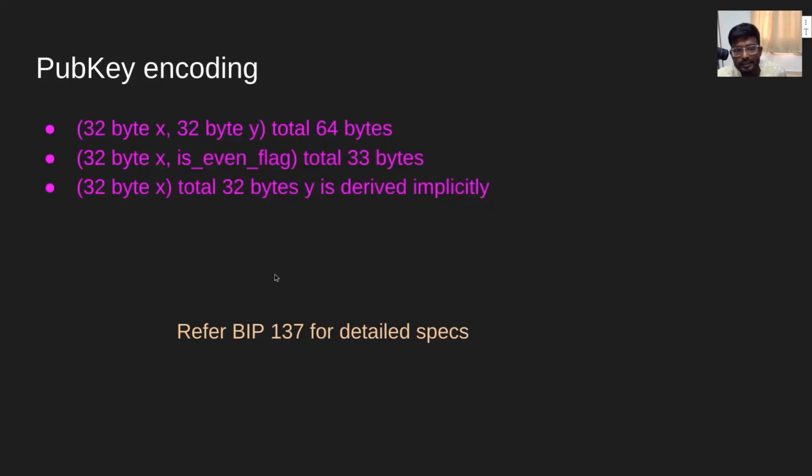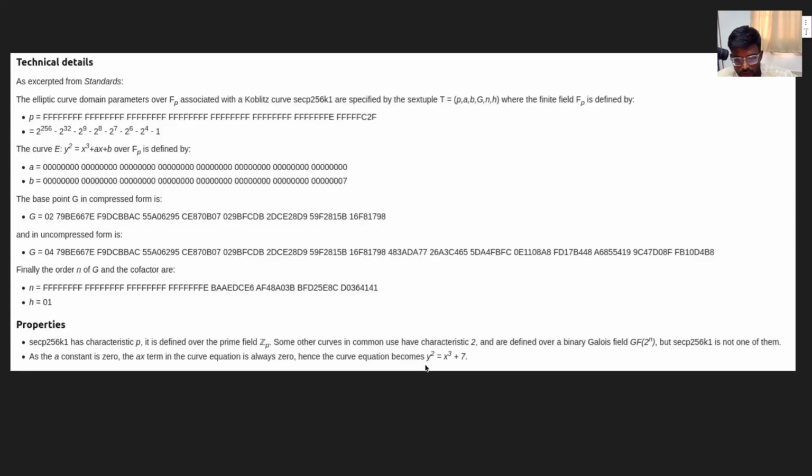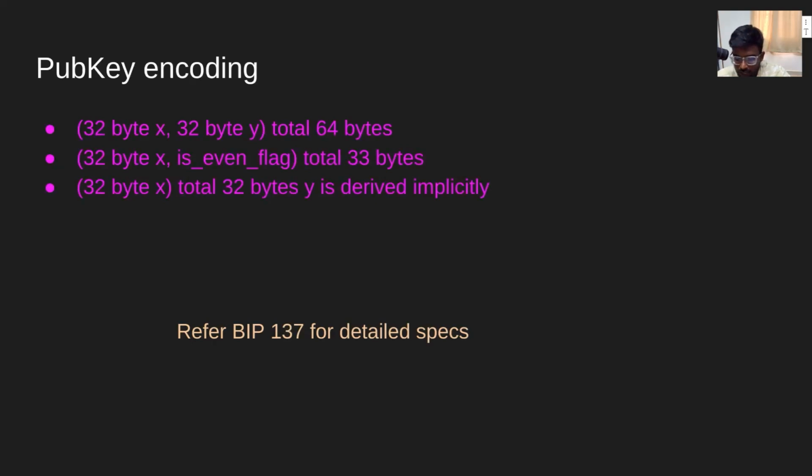But in this BIP 340, a 32-byte public key was introduced, which means y is derived implicitly. What does it even mean? Given an x, we saw that there could be two possible solutions for y, but they came to a conclusion that we are only going to choose one y value. It doesn't exactly work that way, because we are not finding the solution in that way. I will explain what I mean by that.